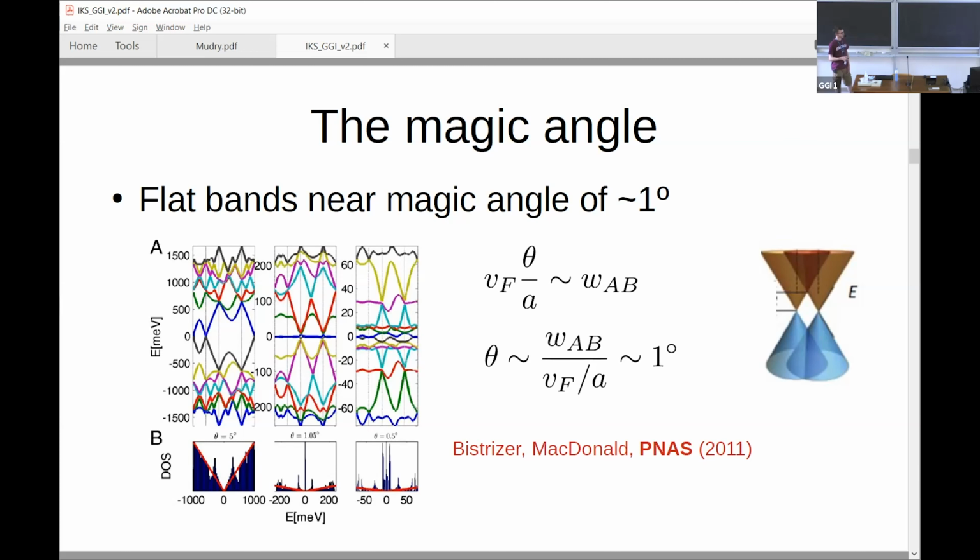So remember, we've got the 2 Dirac cones coming from the 2 layers, and the separation between these 2 Dirac cones is given by vF times theta over a. And then remember that I switch on the interlayer tunneling, which hybridizes these 2 Dirac cones. And so this term has size WAB. And so when these 2 terms are of the same order, the hybridization is going to be the same as the separation between the 2 Dirac cones, and this can result in flat bands if the sort of interference between these 2 effects is the right sign.